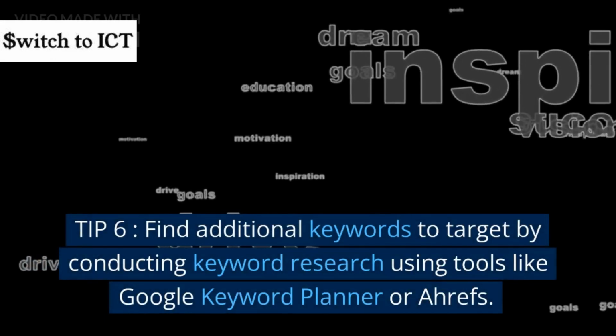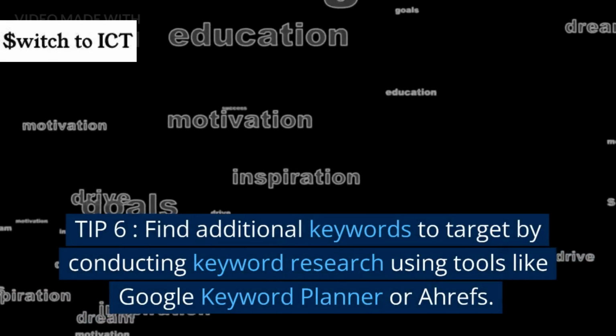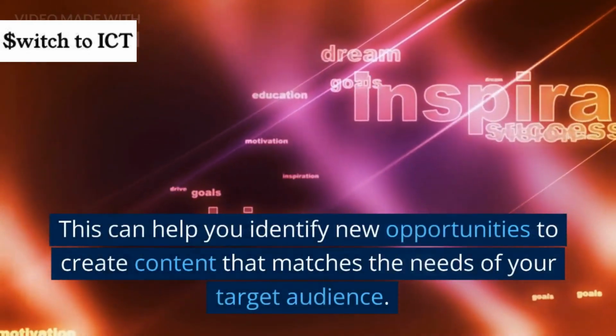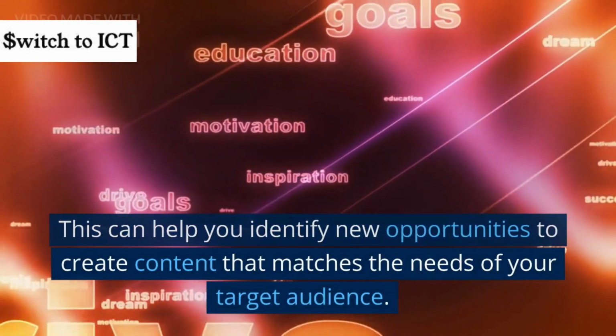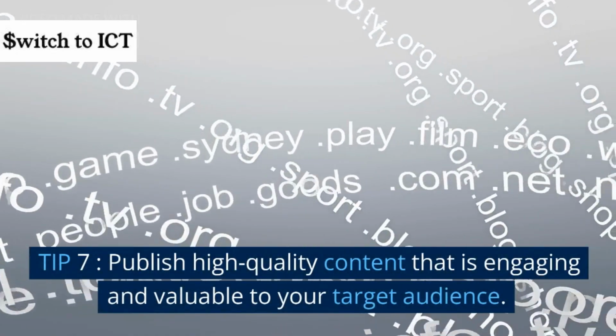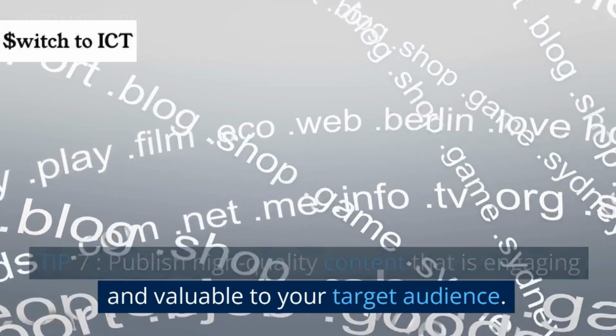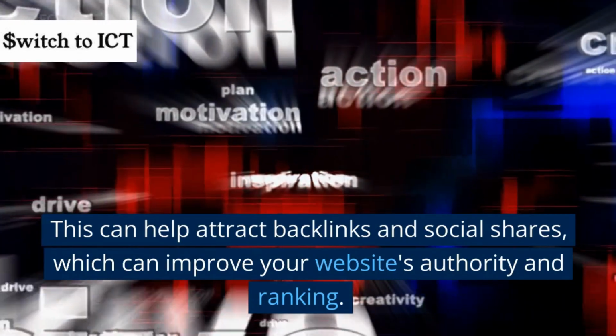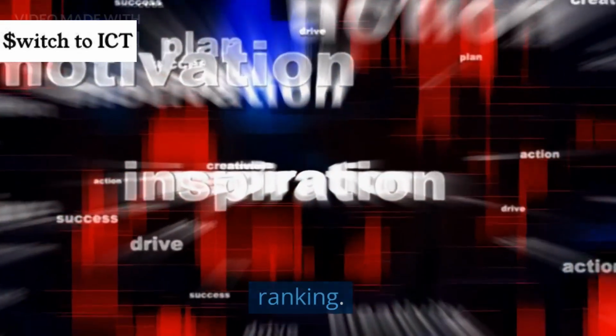Tip 6. Find additional keywords to target by conducting keyword research using tools like Google Keyword Planner or Ahrefs. This can help you identify new opportunities to create content that matches the needs of your target audience. Tip 7. Publish high-quality content that is engaging and valuable to your target audience. This can help attract backlinks and social shares, which can improve your website's authority and ranking.